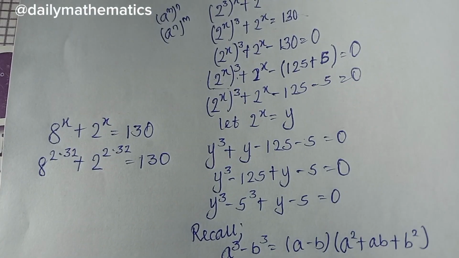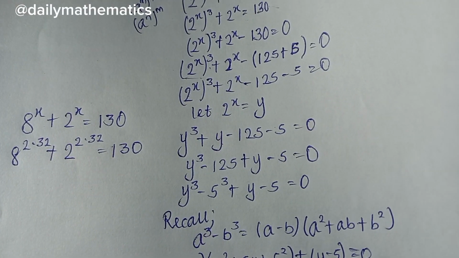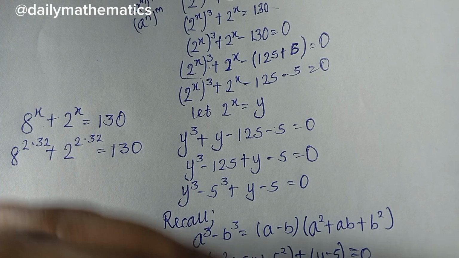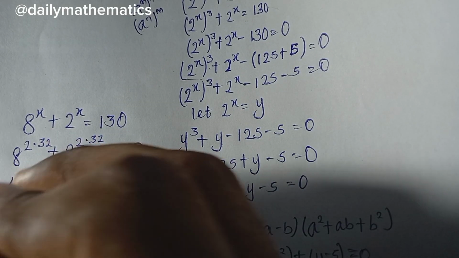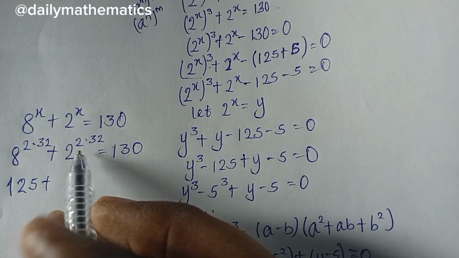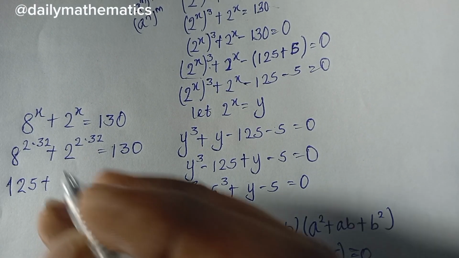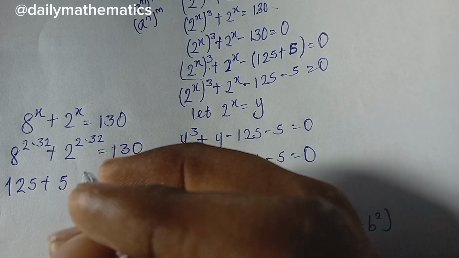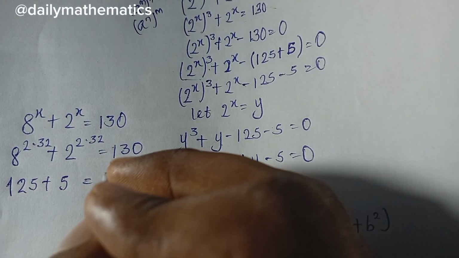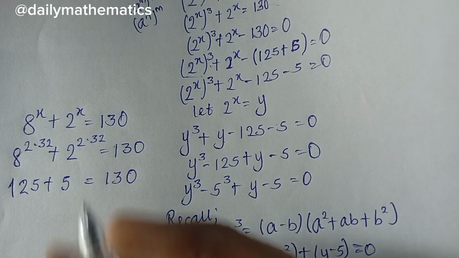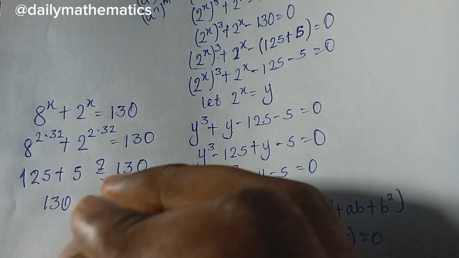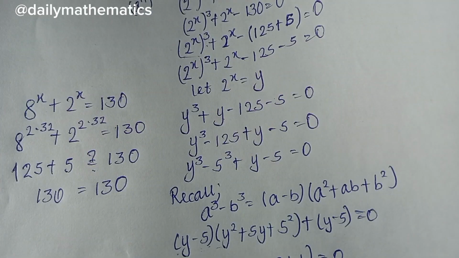So 8 to the power of 2.32 is actually going to give us some decimal numbers, but when it's rounded up, it will give us 125. And 2 to the power of 2.32, when we work it out on our calculator, is giving us 5.0 something, and when it's rounded up, it's giving us 5. And then we know when we add 125 plus 5, does it give us 130? Of course, it gives us 130. So this brings us to the end of the question.